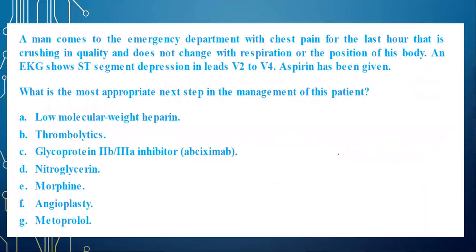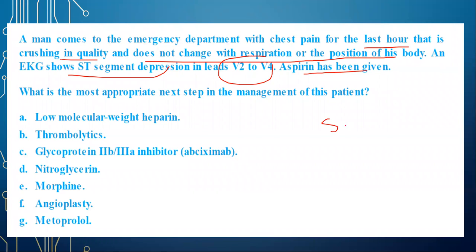Now, next question. A man comes to the emergency department with chest pain for the last hour that is crushing in quality, does not change with respiration or position. ECG shows ST segment depression in lead V2 to V4. Aspirin has been given. Now, this is a tricky area. You have got ST depression, not elevation, which means it's not an ST elevated MI. What is the most appropriate next step in the management of this patient?